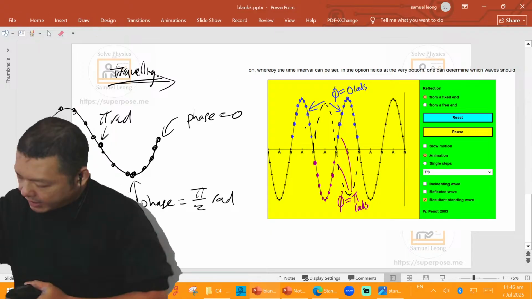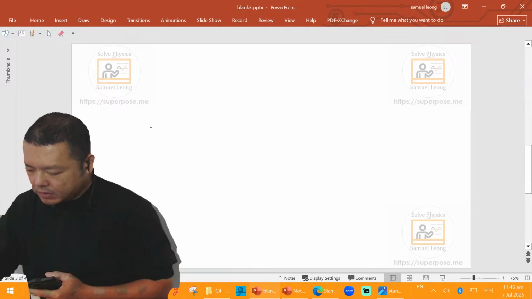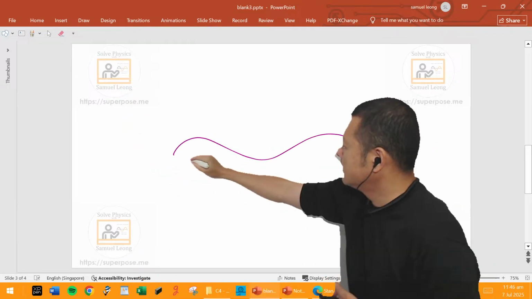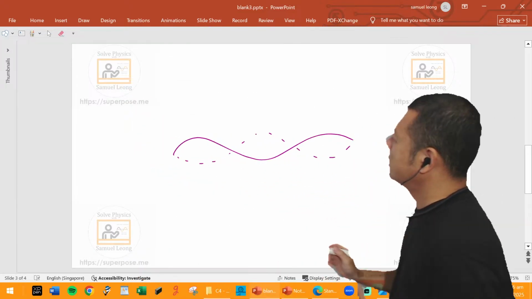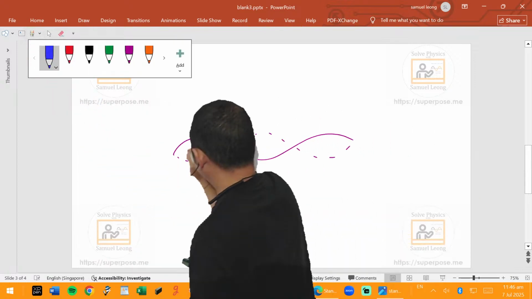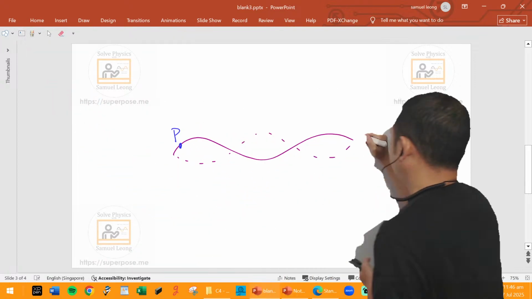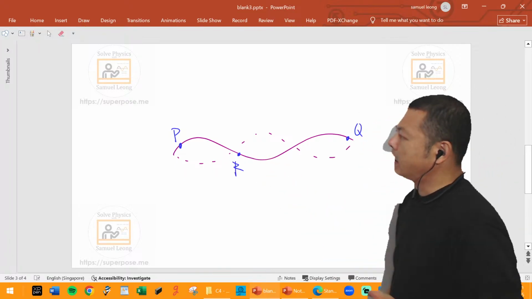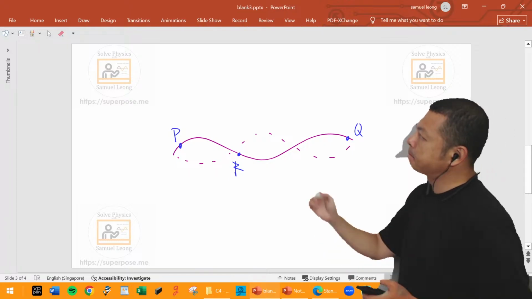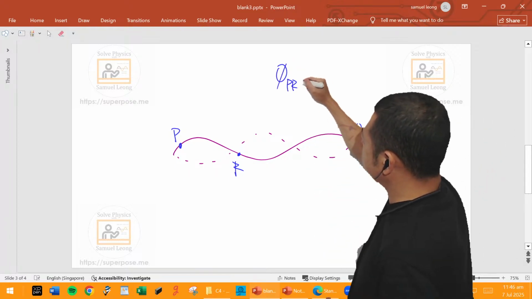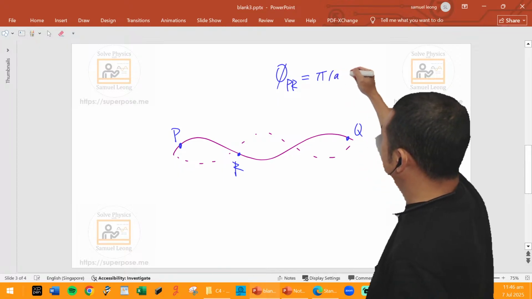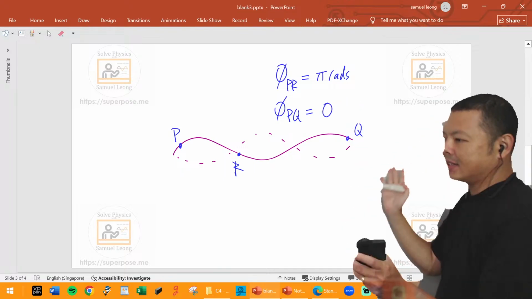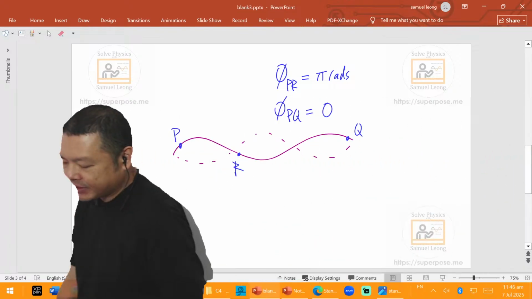Okay? All right, good. So let me give you a sample question, a very fast one. Tell me the phase difference between P and R. Between P and R is pi radians. How about the phase difference between P and Q? 0 radians. That's it. That's the kind of MCQ question you get.